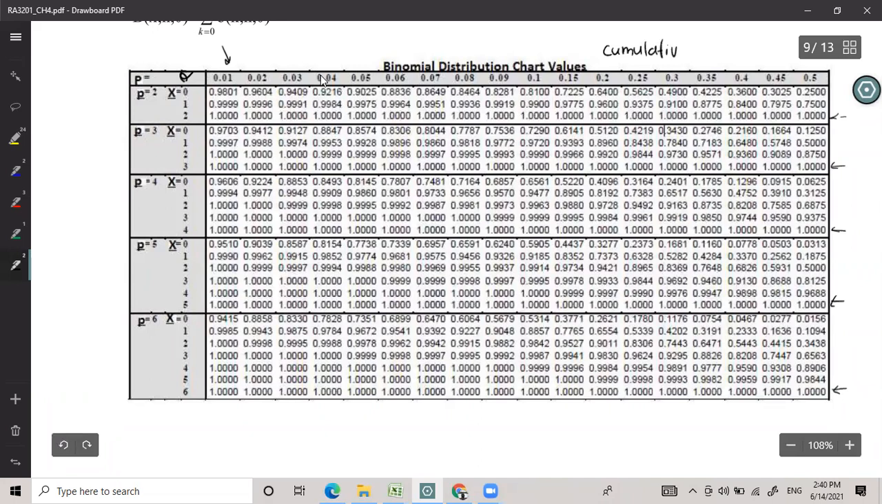Can you remember the CDF? That means you add everything one by one until the end. So when you read a certain probability, you read the cumulative probability, not the exact probability. That is what you have to understand very thoroughly. When you read the table, you always read the cumulative probability. So I'll show an example from this table, okay? Right.